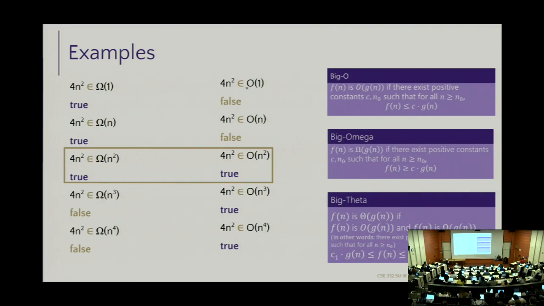Versus on this side, I can see that it is not upper bounded by constant, nor is it upper bounded by linear. It is upper bounded by n squared, but then it is also upper bounded by n cubed and n to the 4th. And so that overlap there, that's how we get that theta.